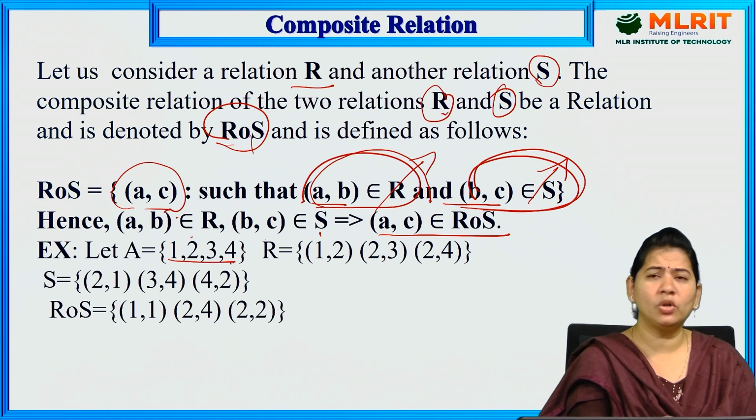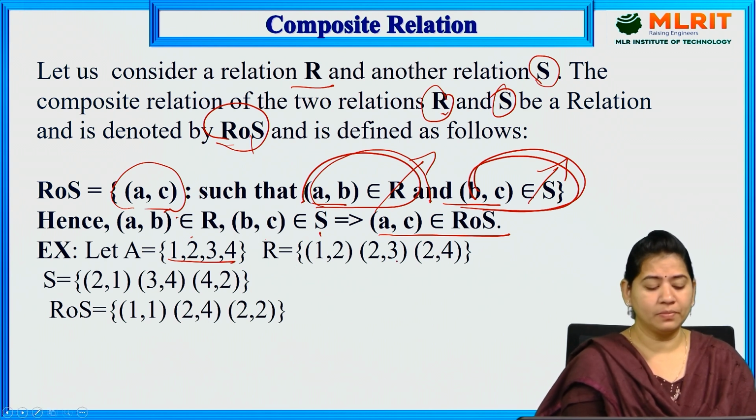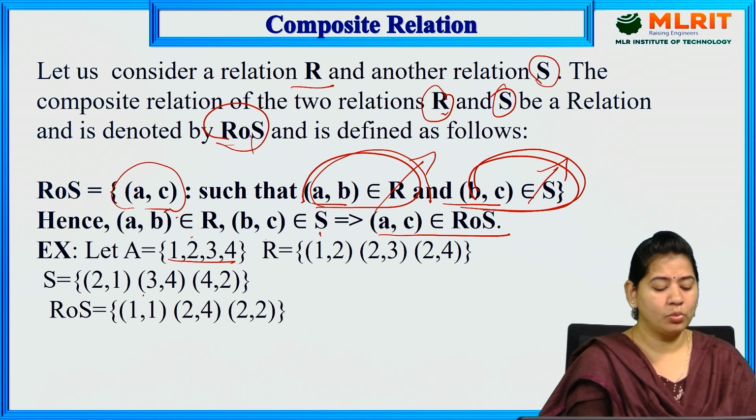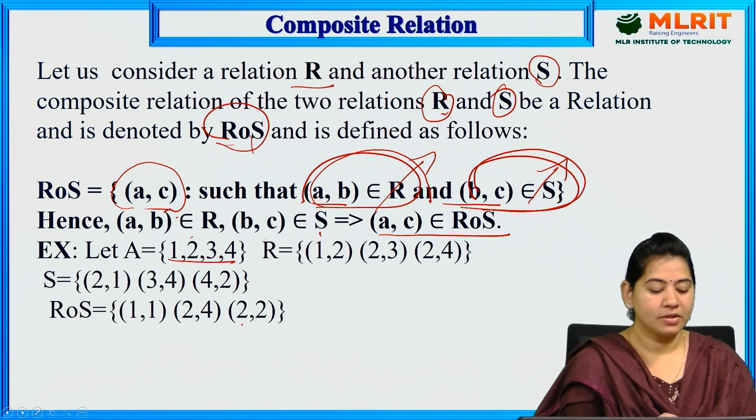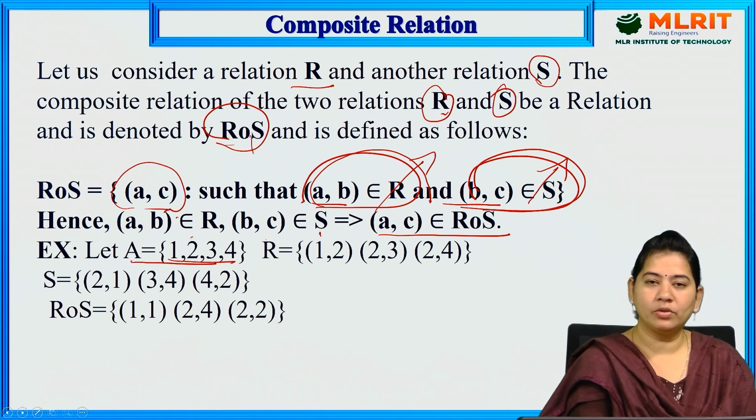Let A = {1, 2, 3, 4}. R = {(1,2), (2,3), (2,4)}. S = {(2,1), (3,4), (4,2)}. And we are getting R∘S as {(1,1), (2,4), (2,2)}. How are we getting this? So set A is {1, 2, 3, 4}.